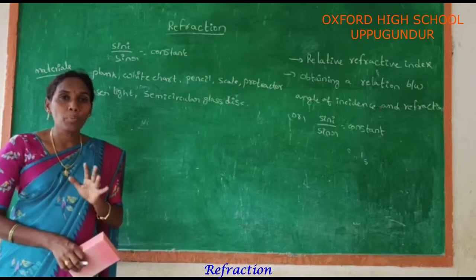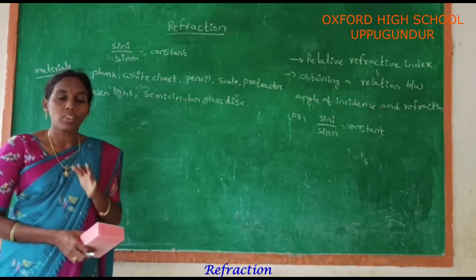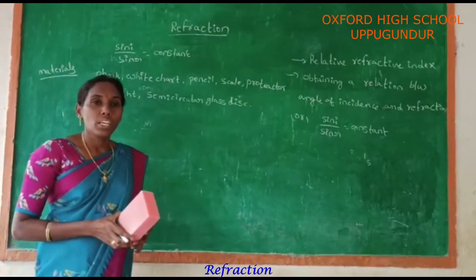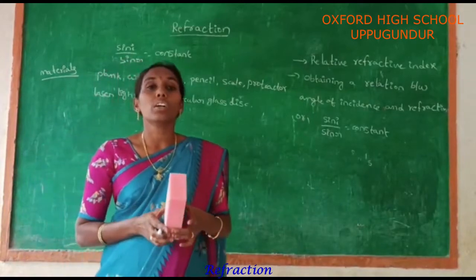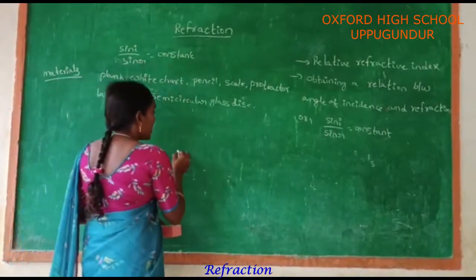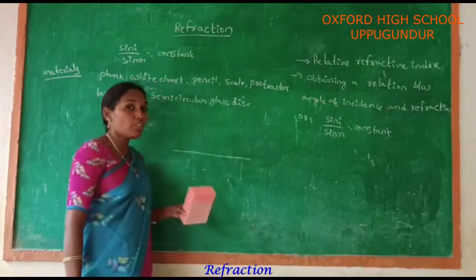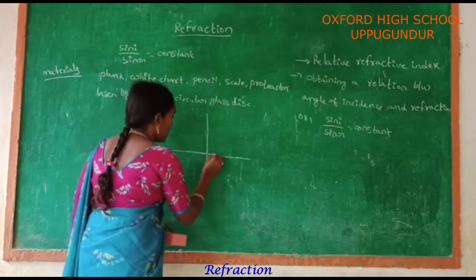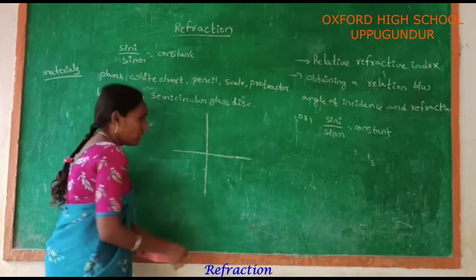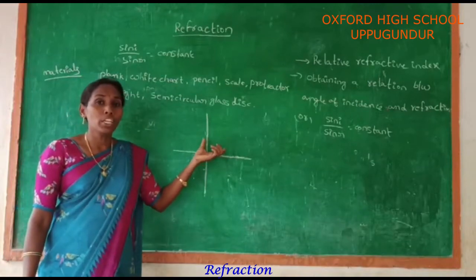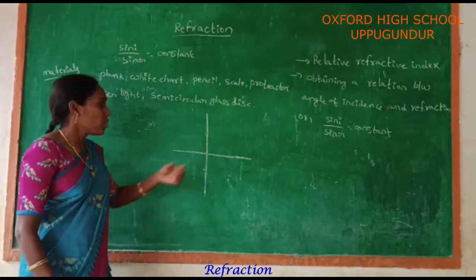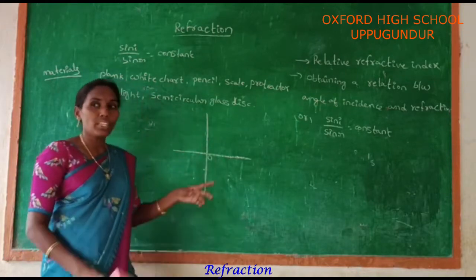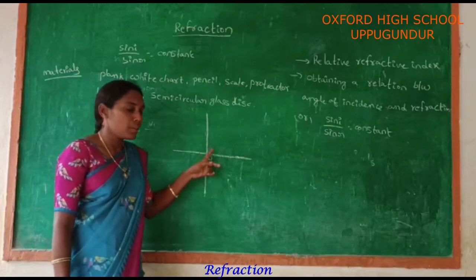First you have to take the wooden plank, which is covered with white chalk. Next, draw two perpendicular lines at the middle of the paper. This is the first line, and this is the second line. The point of intersection of these two lines is indicated by O.